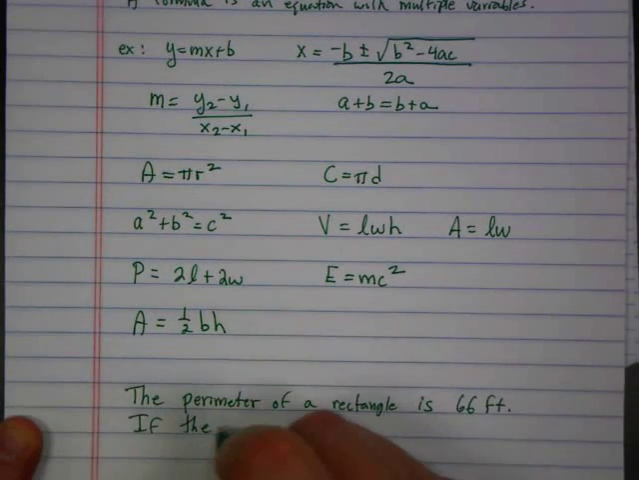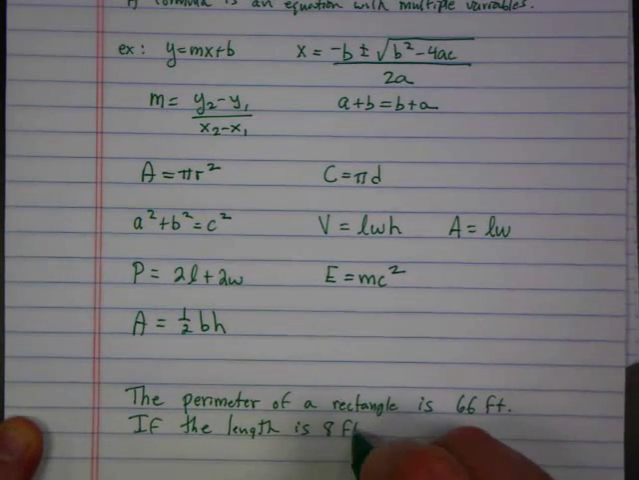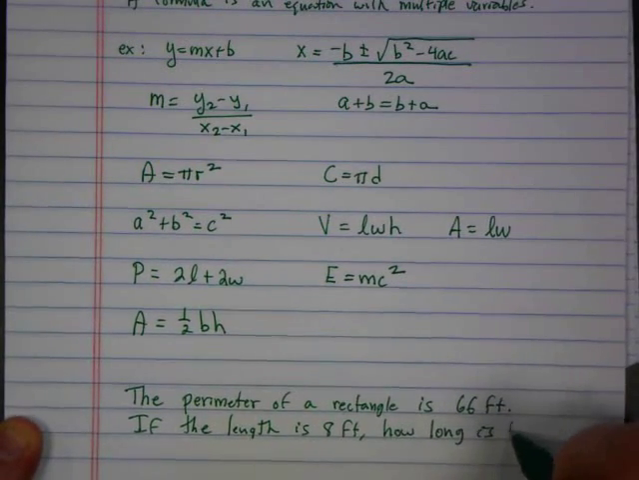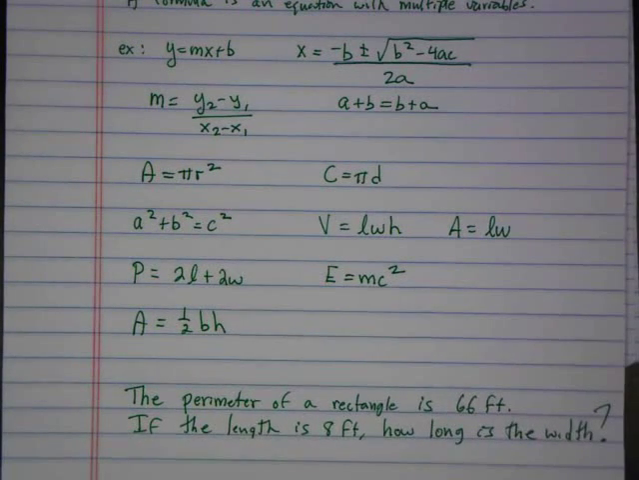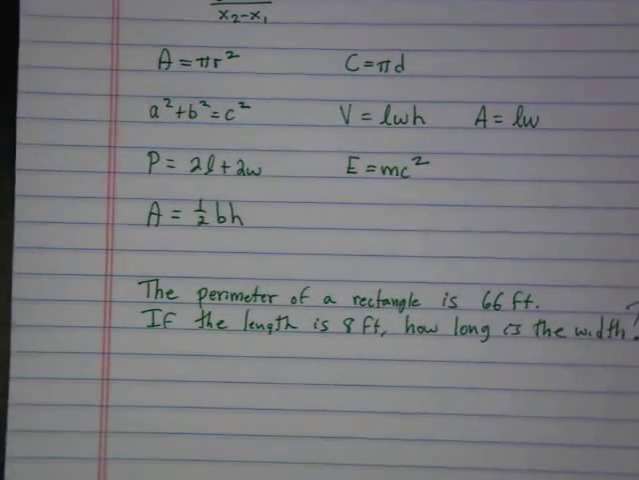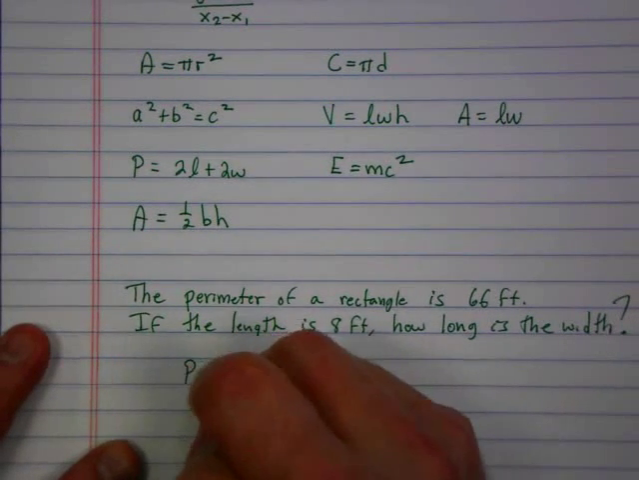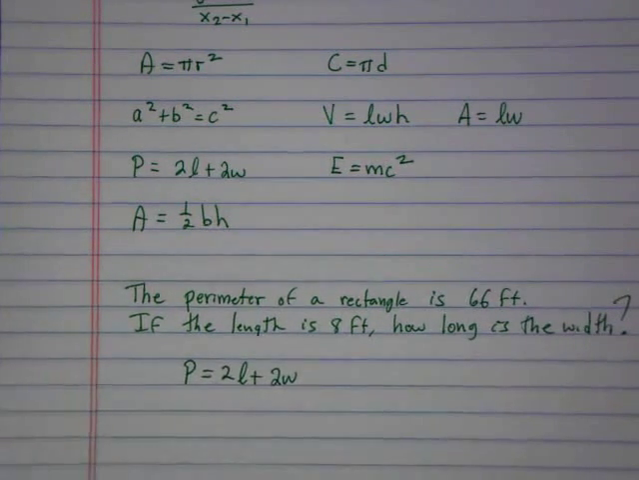If the length is 8 feet, how long is the width? Well, the first thing you need to know is the formula for perimeter of a rectangle. What's the formula for perimeter of a rectangle? 2 times length plus 2 times width. P is 2L plus 2W.